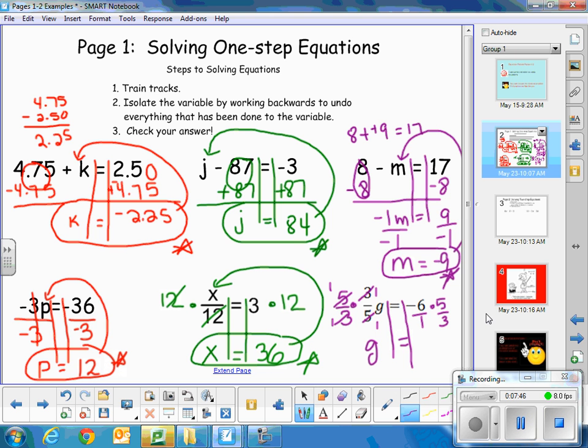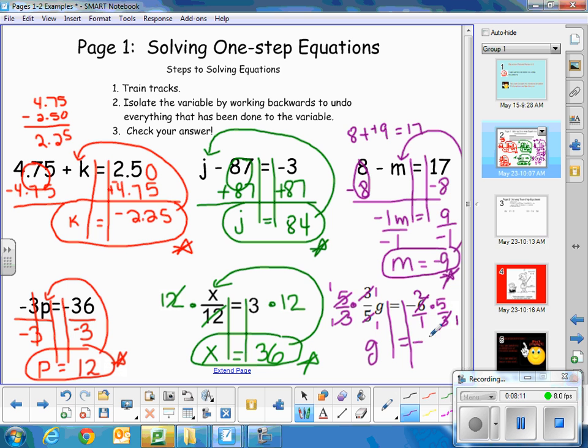Negative 6 times negative 5/3. I know it's going to be negative because a negative times a positive will always be negative. And then you can either multiply across the top and get 30, and on the bottom 1 times 3 and get 3, and 30 over 3 can be simplified. Or you can simplify ahead of time because 3 goes into 3 one time and it goes into 6 two times. And then you can just multiply across the top.